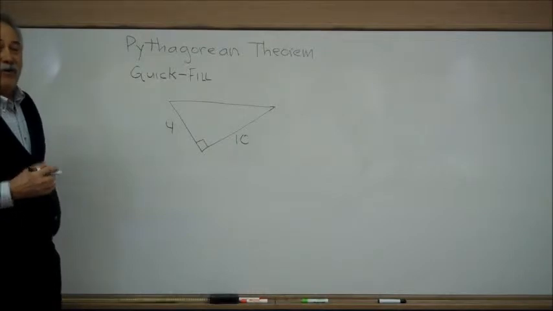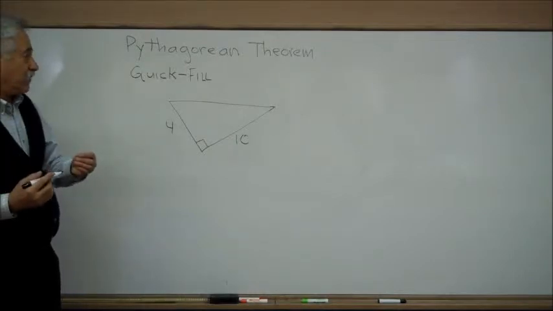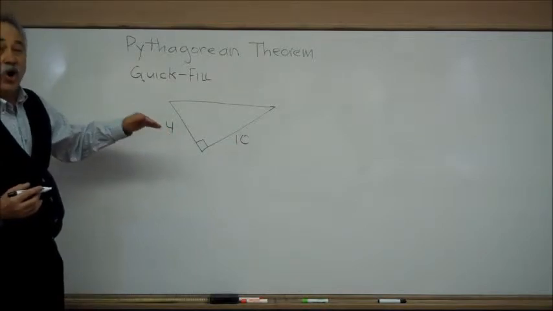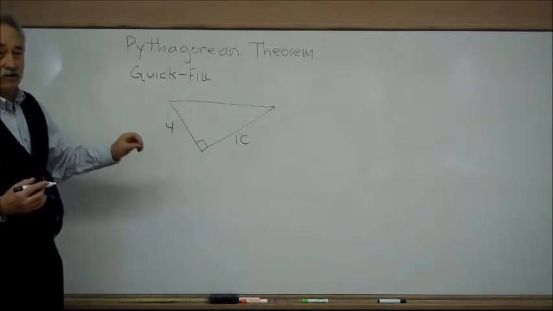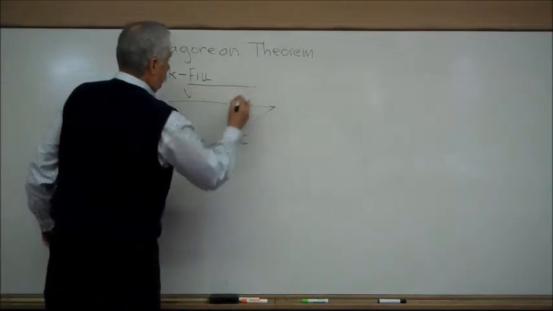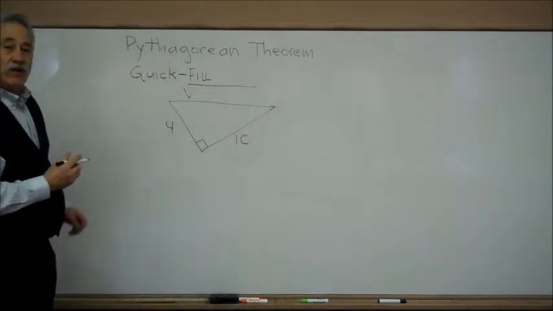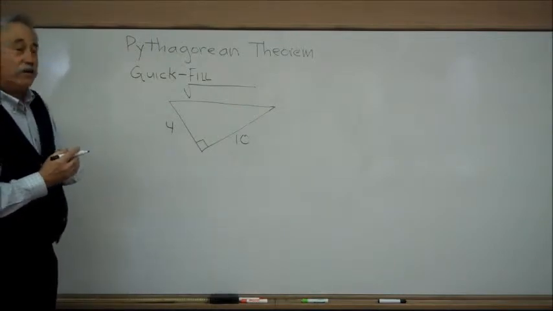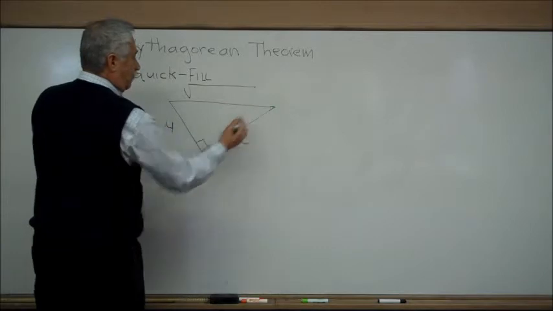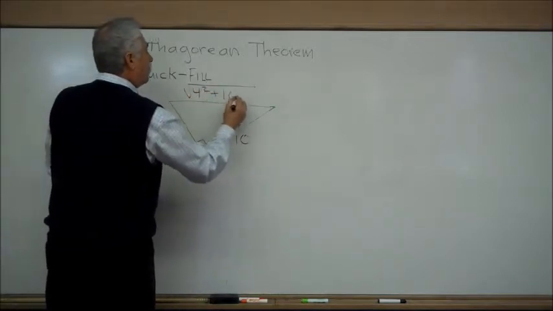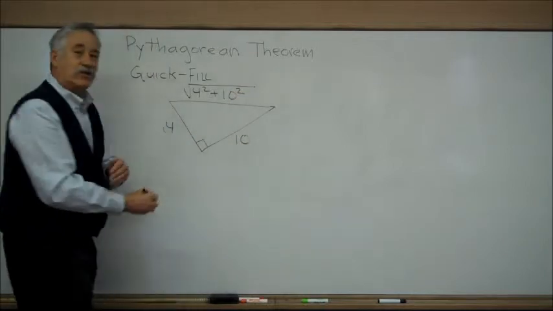The quick fill rule is this. The missing side in a right triangle will always take one of two forms. It will always have a square root. It will always have two items squared. If you are looking for the hypotenuse, you square the other two sides and you add them. And that is the missing side.